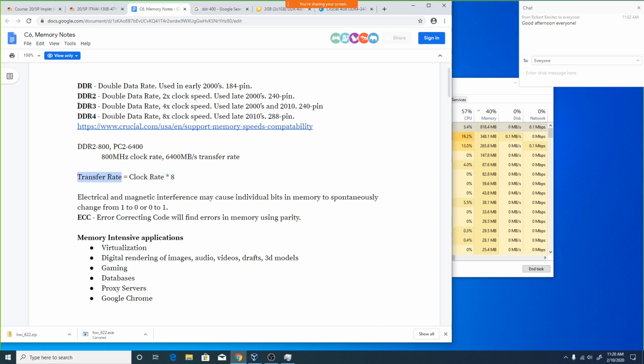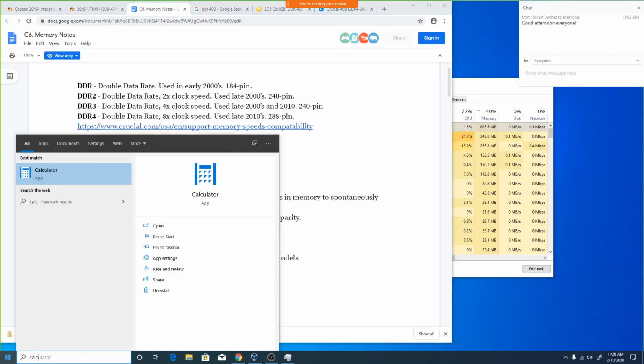And this happened again. DDR3 doubled its predecessor. I think 1600 was a pretty common speed for DDR3. So how would I get transfer rate off of 1600? 1600 times 8, and whatever that is, it's a big number.